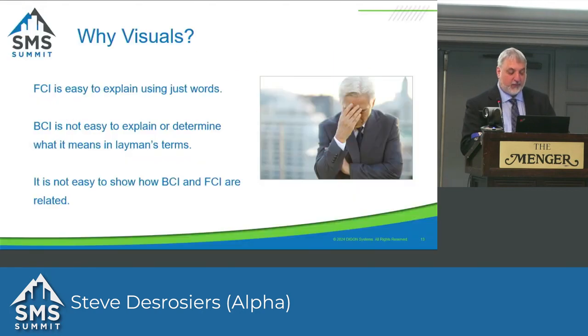So, visuals, part one. FCI is really easy to explain using just words. But have you ever tried to explain BCI to somebody? All you do is you take these CSCIs, and then you multiply them by their CRVs, and then you do this weighted average, and by the time you get to that part, you're looking just like this guy here, right? And then he says, well, how does that relate to FCI? Well, and then you lose them. You're gone. So that's why we're trying to find something.